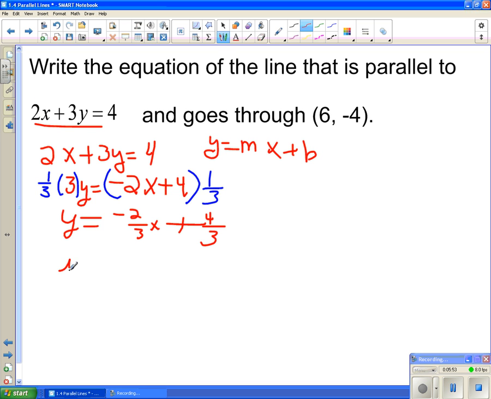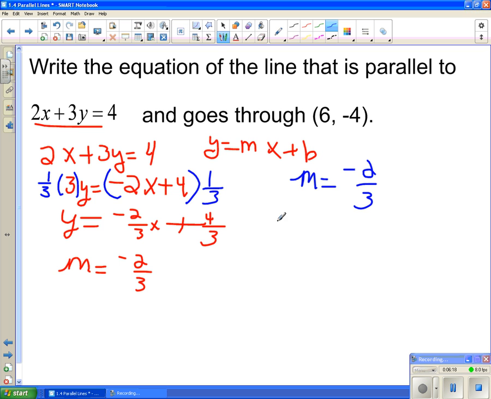So now I can look at it and see that my slope is negative 2/3. So that's my old slope. The line that's parallel will have the same slope as the old one. So my new slope is going to be negative 2/3. Parallel lines have the same slope. So I have a slope and I have a point, so I can use point-slope form.